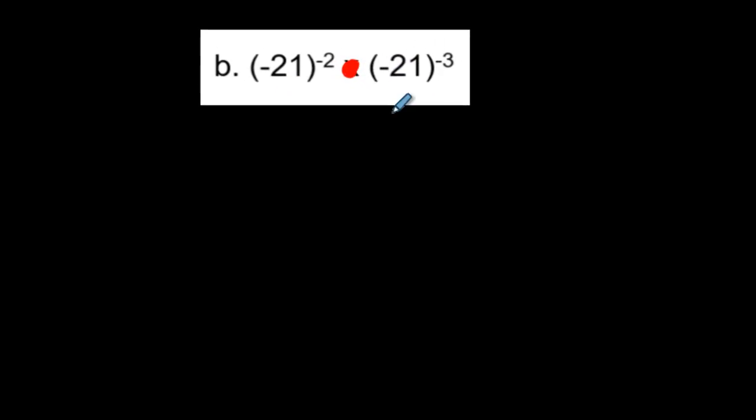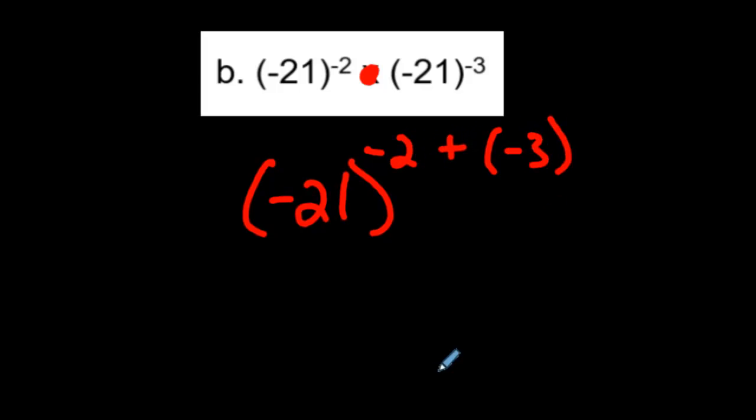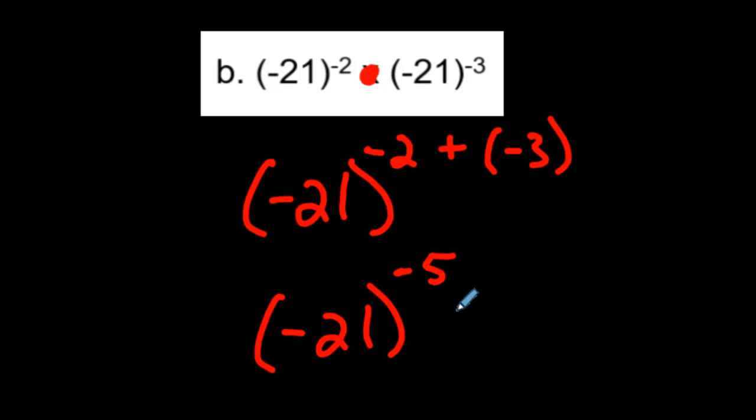Alright, let's go to the next question. Okay, you're already an expert. You know that x just means multiply. And we have the same base here, so what we're going to do is add the exponents. So it's -2 plus -3. So we're going to get -21 to the power of -5.